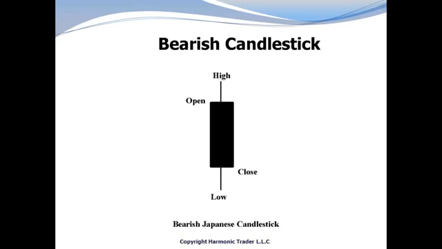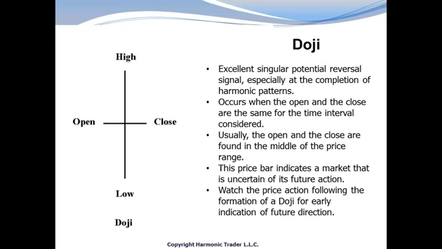And if the close is above the open, the total price bar will be either clear or white. The bearish candlestick is usually going to be either black or some type of colored price bar where the open is above the close. Now the close will indicate whether or not the body of the candlestick will be colored.